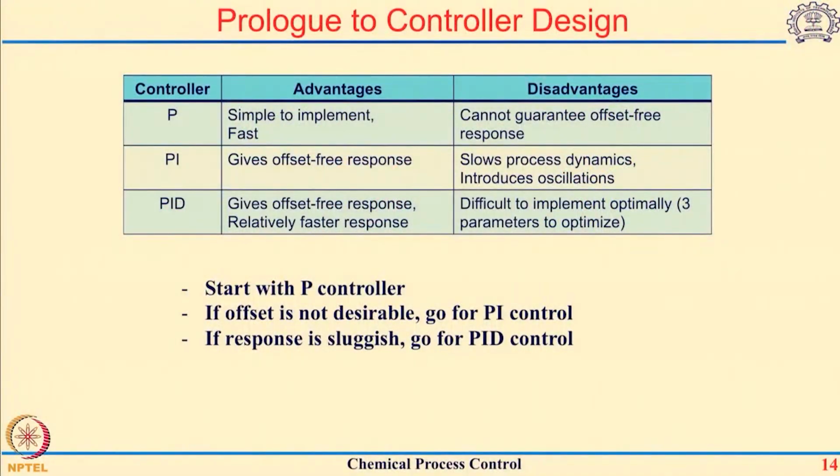And it is going to give you a fast response, but it will be with offset. So if offset is not desirable, if you want the process to always reach its set point value, then you will go for a PI control. If the addition of integral action is going to slow down the response, then you will also add a little bit of derivative action and you will go with a PID controller.